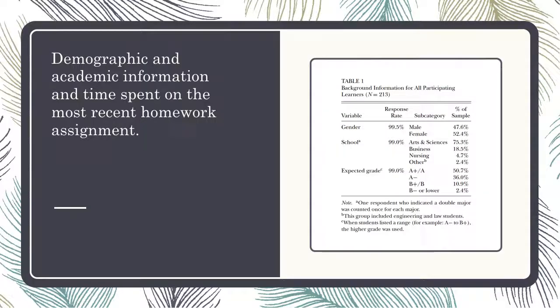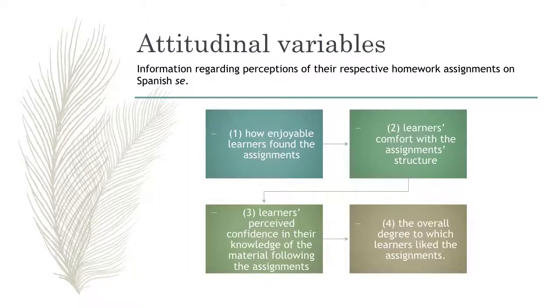We already saw this table before, but I just wanted to show you. The demographic and academic information and time spent is just to see who the participants were, and then the attitudinal variables are to see their perceptions about the homework assignments in Spanish C.